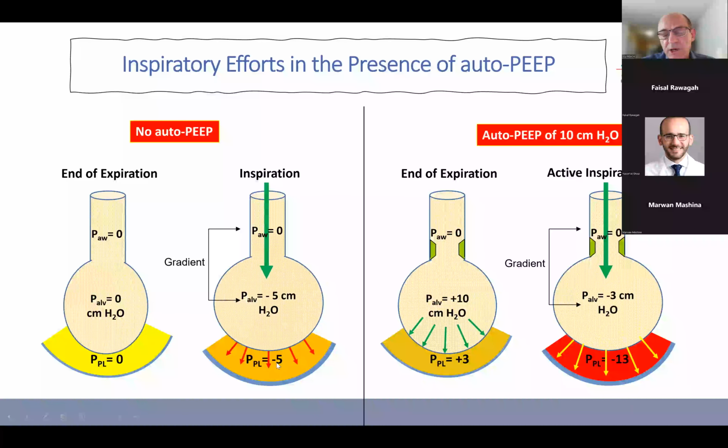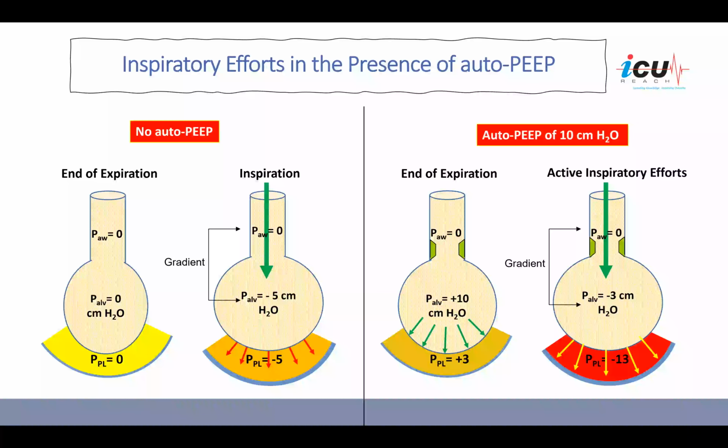And let's say we decrease it by minus 5 centimeters of water. So that means that the alveolar pressure now is -4 or -5 centimeters of water. We created a gradient. With this gradient, we're able to trigger the ventilator, or we're able to inhale. If you set the trigger on the ventilator based on the pressure and you set it at -4 centimeters of water, the patient needs to generate that much pressure in order to trigger the ventilator. So now let's go to the right side here.